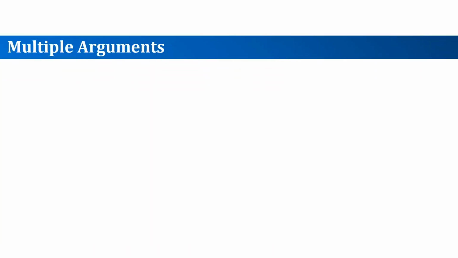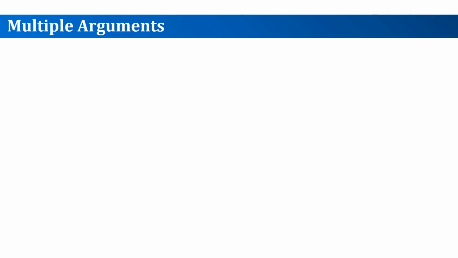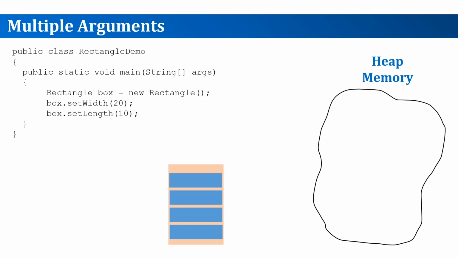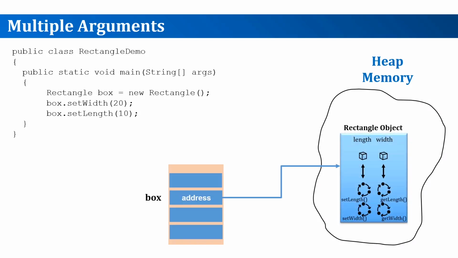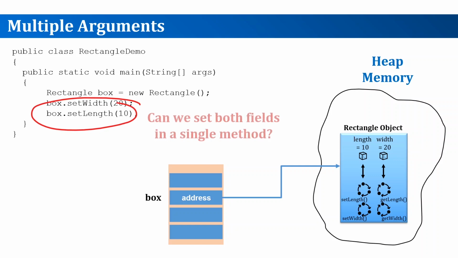In this video, we will learn how to use multiple arguments when we write methods in Java. Let's start by creating a rectangle object in the memory. We know that by calling setWidth and setLength, we can set the instance fields of our object. So what if we want to set the length and width in the same step?